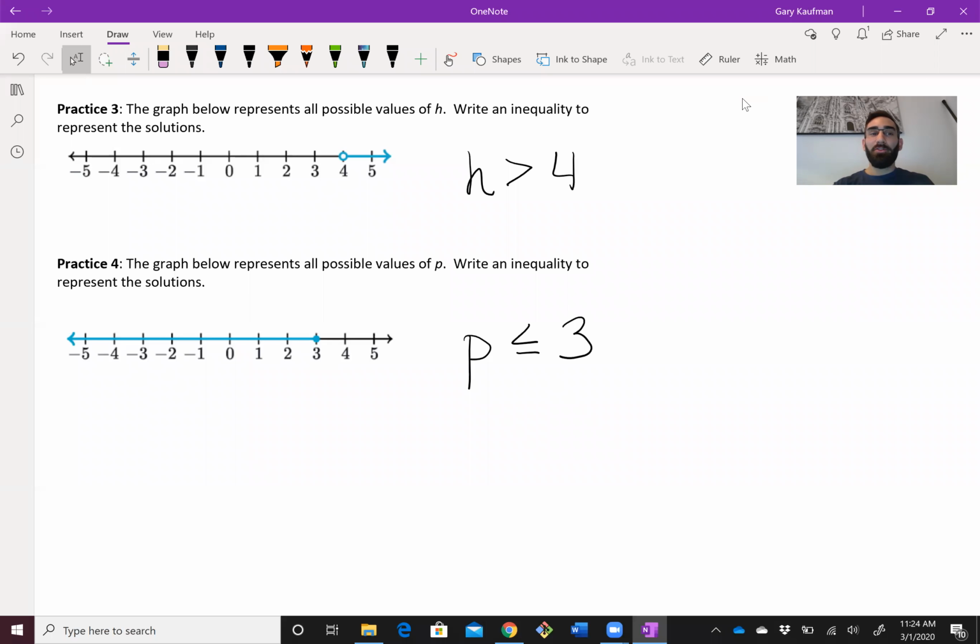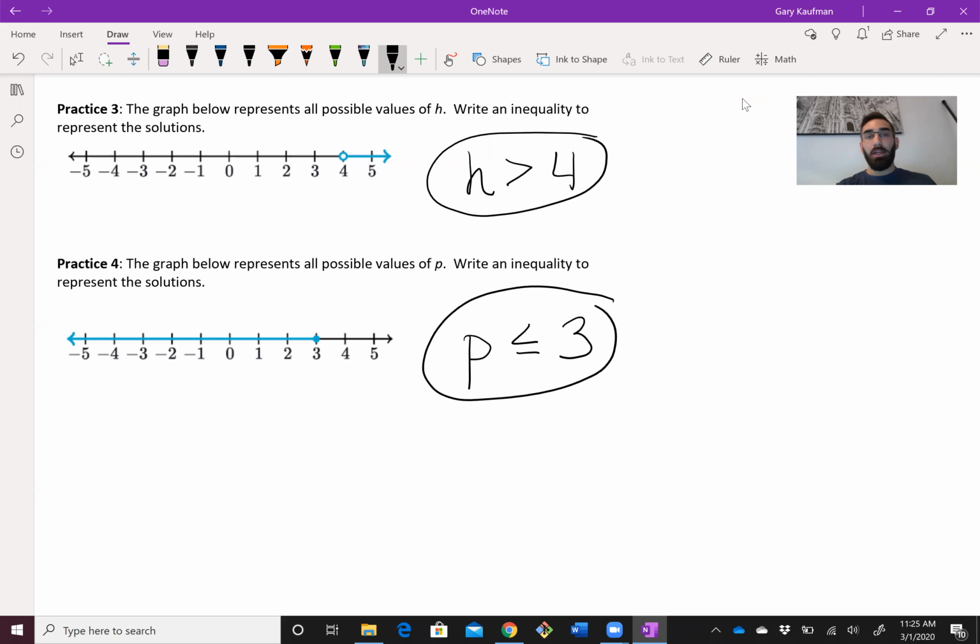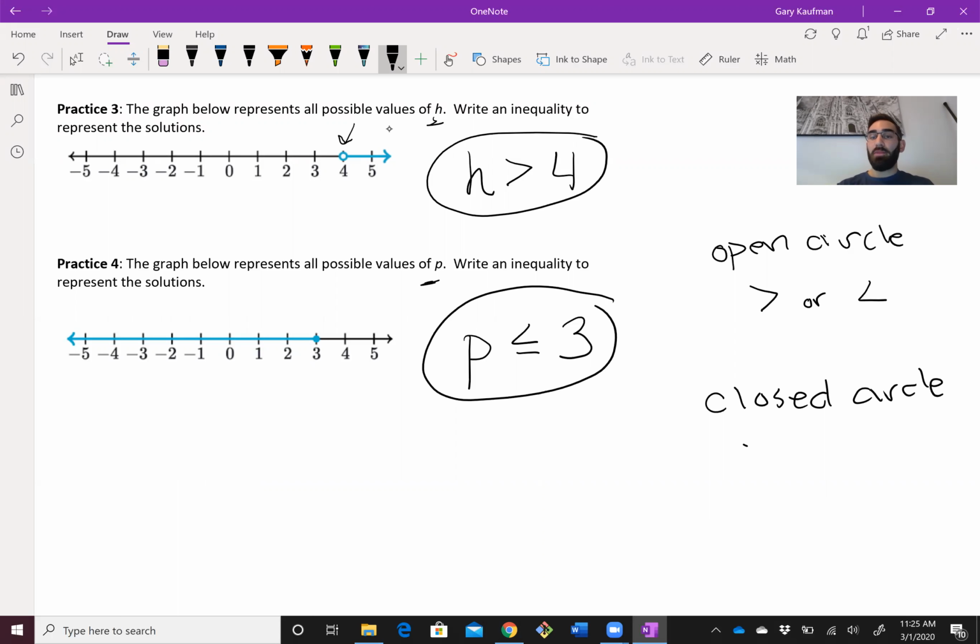So here are 2 solutions to practice problem 3 and practice problem 4. Again, hopefully you used the correct variable, as I said, h for 3 and p for 4. We notice, again, the open circle. When it's an open circle, you have 2 options: greater than or less than. Versus a closed circle, our options are going to be greater than or equal to, or less than or equal to.